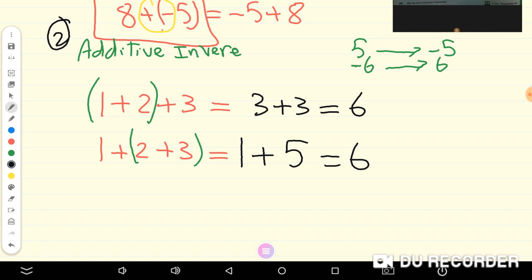What does this property say? You can notice that I didn't change anything: 1, 2, 3, 1, 2, 3. I didn't change anything, it stays as it is, but I choose to add the first with the second first, then add to the third, or put the first and add the second to the third, then add all. It will give you the same answer. What does this property mean? Actually, this property is called associative.